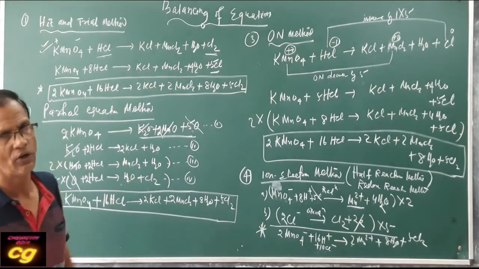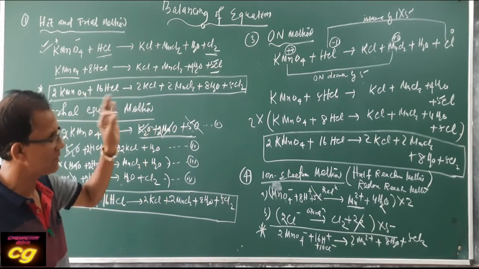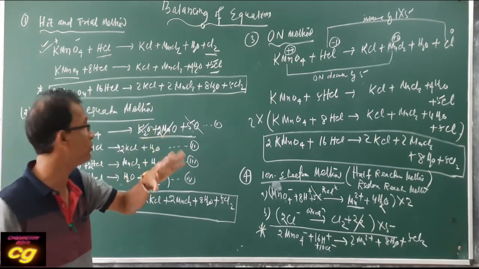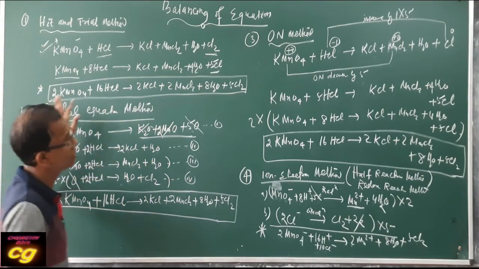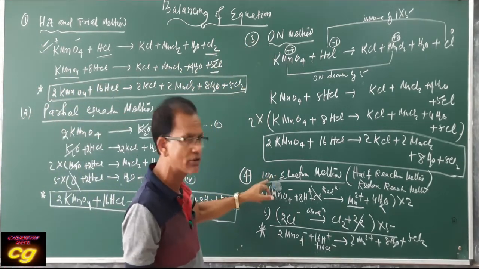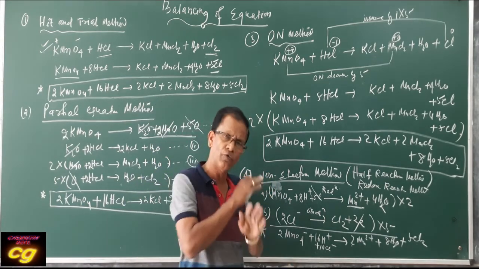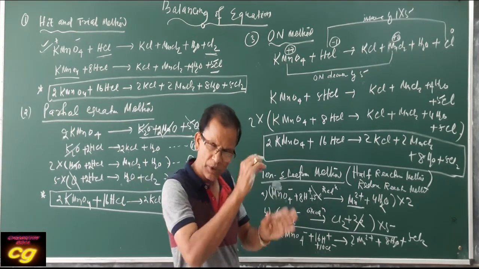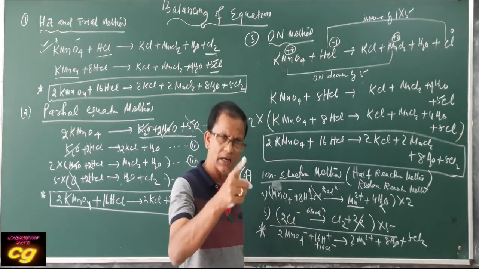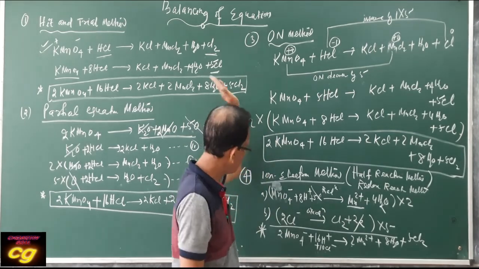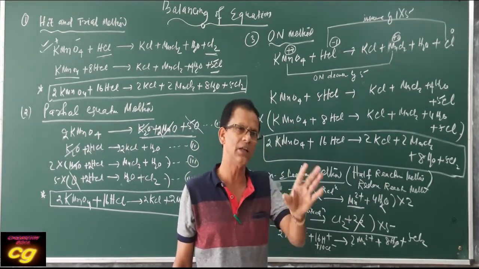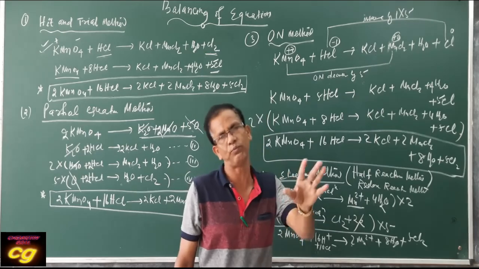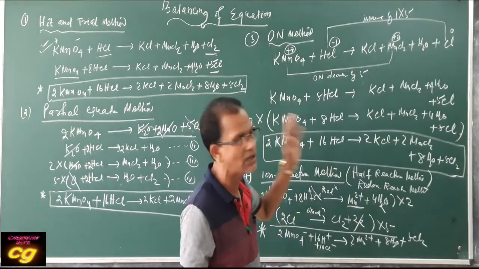That is very important. So you see, I have taken one example, one equation, balanced by the hit and trial method, partial equation method, oxidation number method, and ion electron method. Similarly, you practice: take one example and balance it by all four methods. If you do like this, there will be no difficulty in balancing chemical equations.